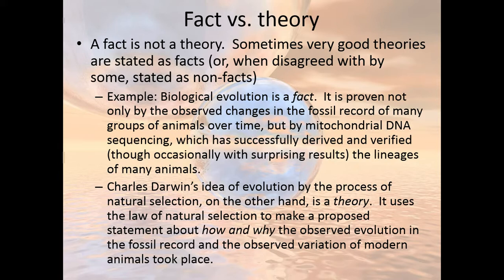This process of mitochondrial DNA sequencing has been used to successfully derive lineages of many animals, sometimes even with some surprising results. For example, now we know that storks are not so much related to herons and egrets and that group of birds, but they're actually pretty closely related to condors and vultures, which is kind of neat. But anyway, Charles Darwin's idea of evolution by natural selection is an example of a theory because it tells us how and why the observed evolution in the fossil record actually took place.